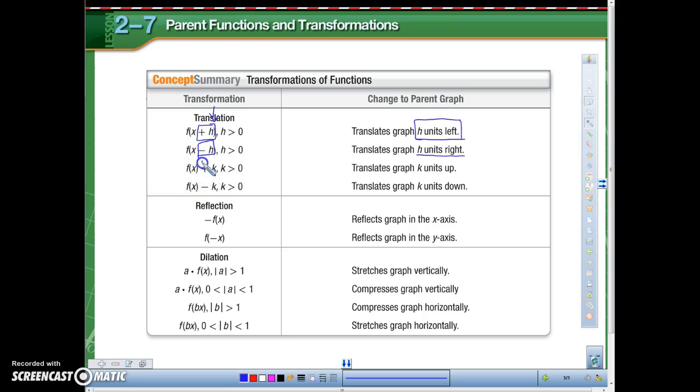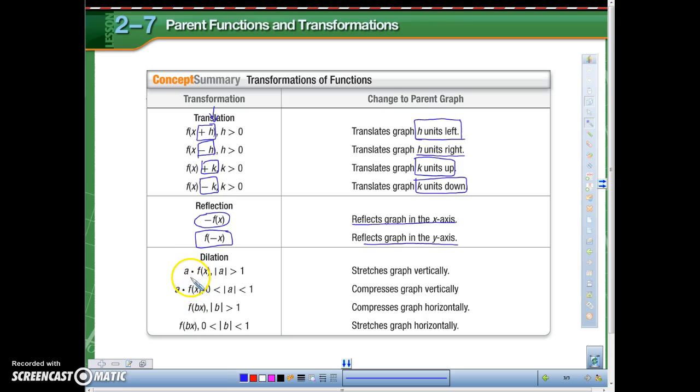If you're adding a number outside of the parentheses of the function, it goes up. And that's normally how you would think about it. If you're adding, your graph would move up. If you subtract, it moves down that many units. If you put a negative in front of the entire function, you reflect the graph in the x-axis. If you evaluate the function at a negative x, it reflects the graph on the y-axis.